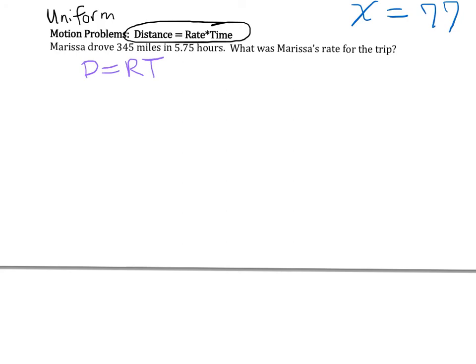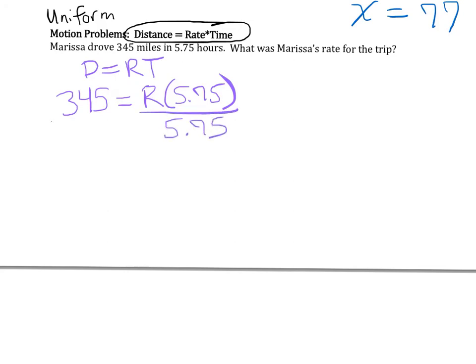And so when it says Marissa drove 345 miles, that is your distance. So instead of writing d, I'm going to write 345. And it takes her 5.75 hours. So I'm going to have r times 5.75. And of course, if you wanted to, you can write the 5.75 first and the r second. The question asks, what was Marissa's rate for the trip? Well, we want to solve for r. Since that's a multiplication between r and 5.75, we're going to divide both sides by 5.75.